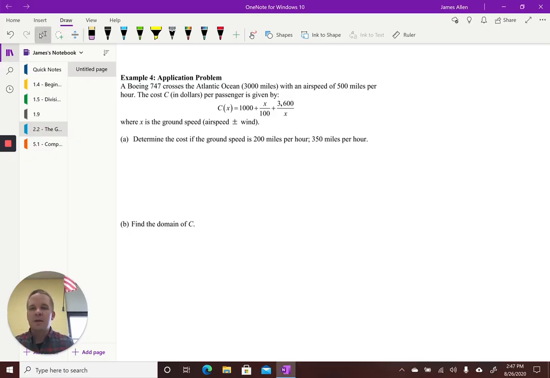So we have a Boeing 747 crosses the Atlantic Ocean, about 3,000 miles, with an airspeed of 500 miles per hour. Okay, that's the airspeed. The cost C in dollars per passenger is given by C of x is equal to 1,000 plus x over 100 plus 3,600 over x, where x is the ground speed, which is your airspeed plus or minus your wind. So if you've got a headwind or tailwind, it'll affect your ground speed, okay? So determine the cost if the ground speed is 200 miles per hour and if it's 350.